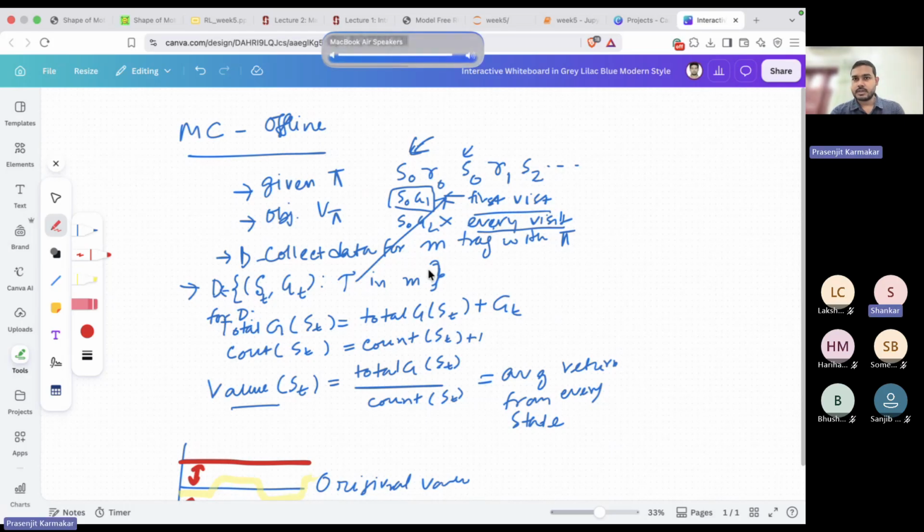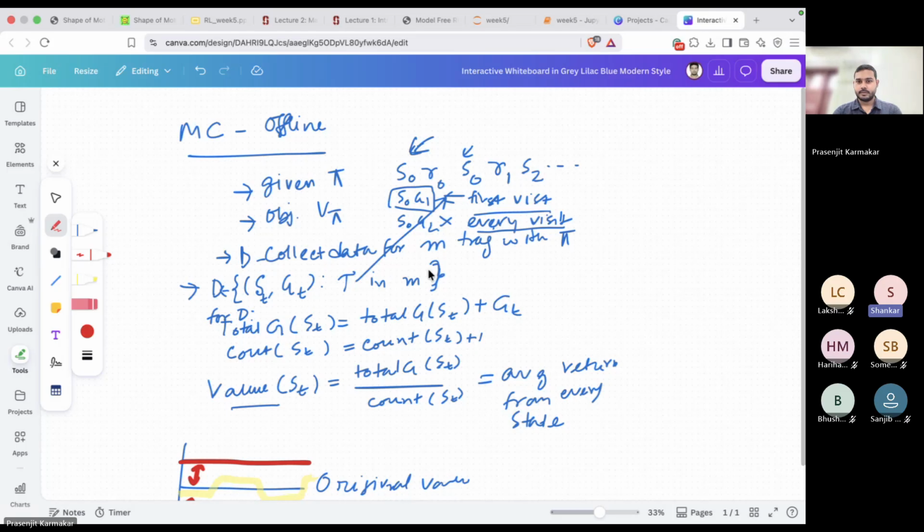Sir, when we say that in a single trajectory the same state is being visited two times, that is what we mean. And yes, the same state can have two different kinds of returns.